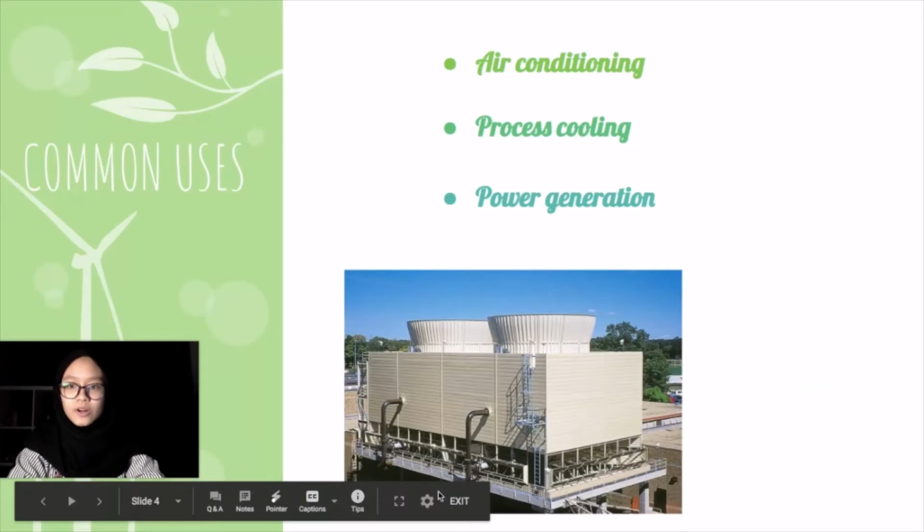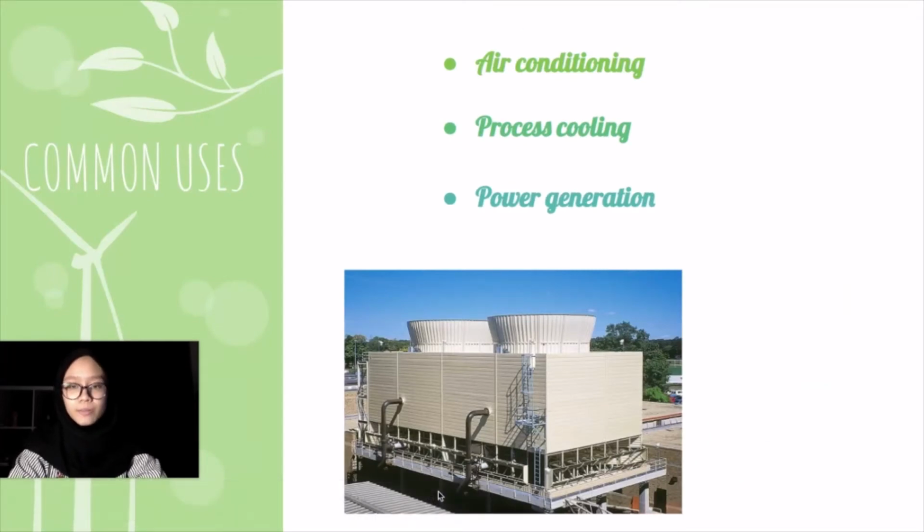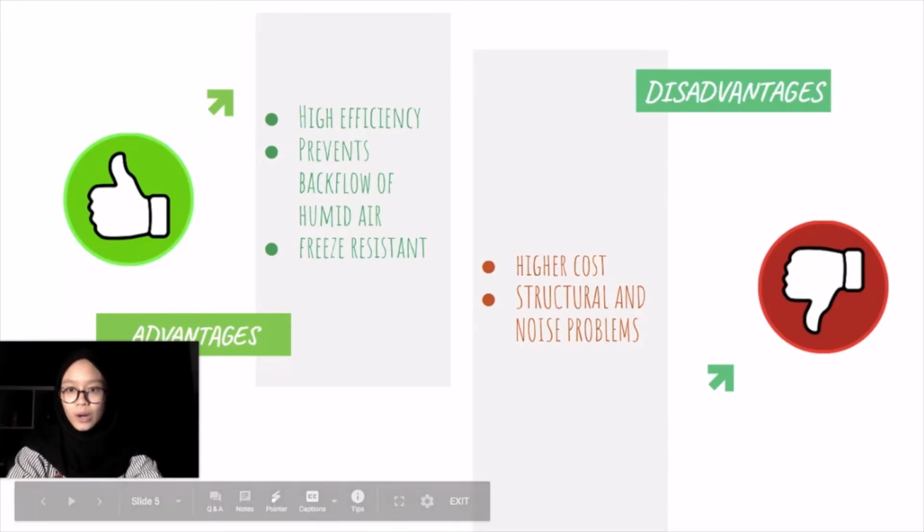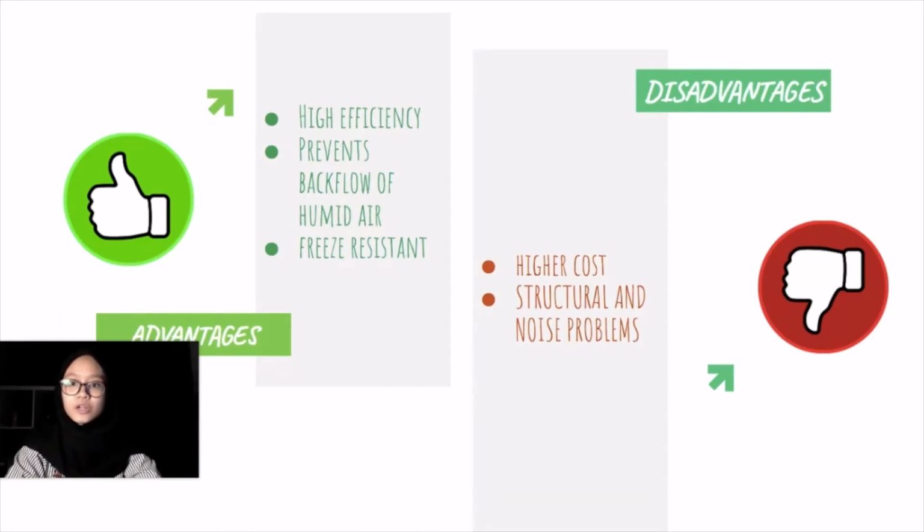Counterflow cooling towers are commonly used for air conditioning, process cooling, or power generation. The advantage of counterflow cooling towers is that they are highly efficient due to high transfer efficiency because of the breakup of water in the spray. The design also allows air to flow at high velocities, which prevents backflow of humid air. And finally, spray water distribution also makes the tower freeze resistant.